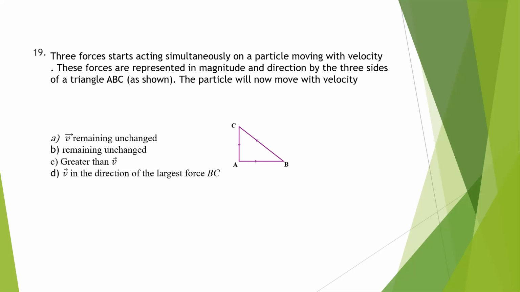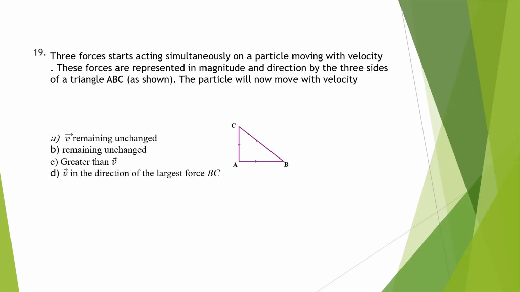See, the given three forces are in equilibrium, that is, the net force will be 0. When three forces are acting simultaneously, the net force will be 0. It means the particle will move with the same velocity. The options given are: V remaining unchanged, then greater than V, then option D, V in the direction of the largest force BC. Therefore, V is remaining unchanged. That is option A.